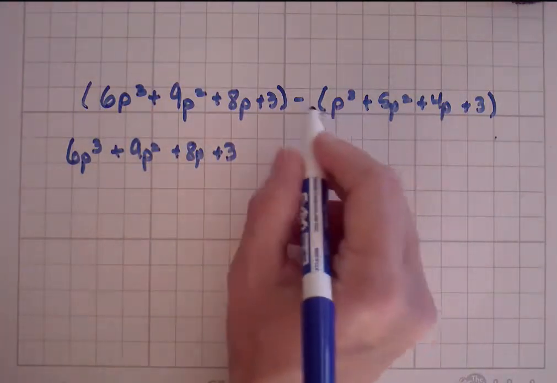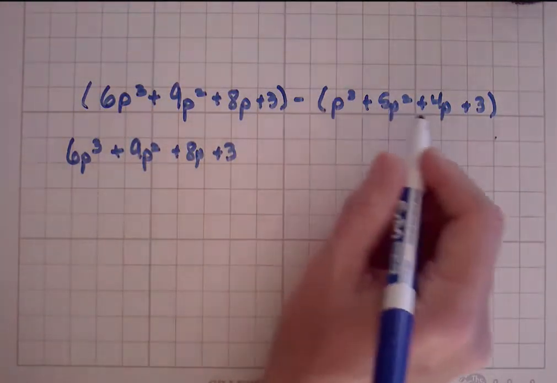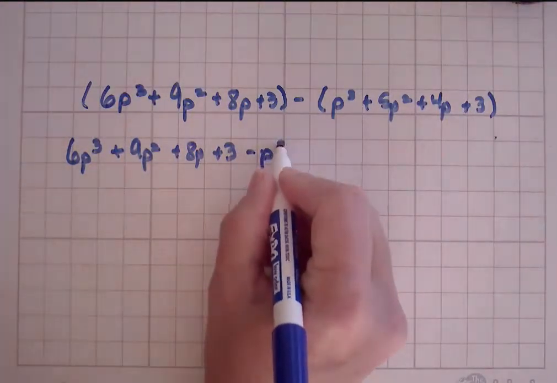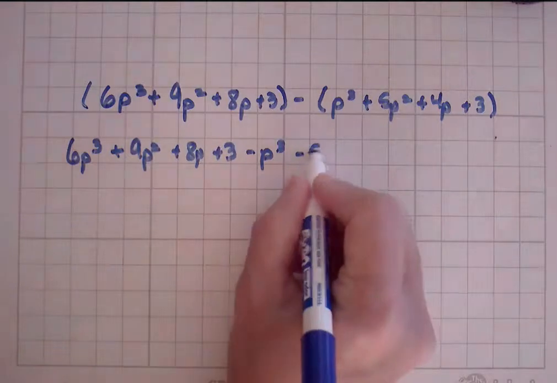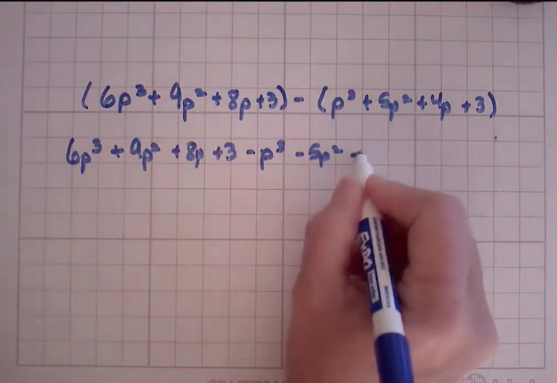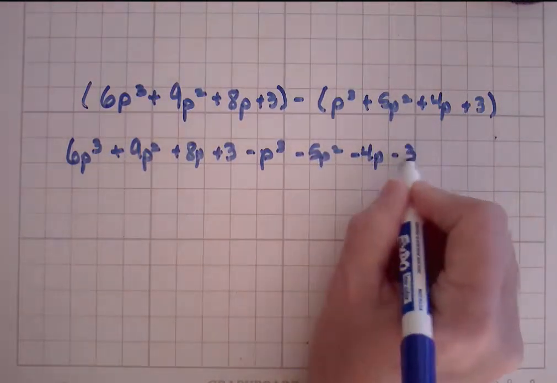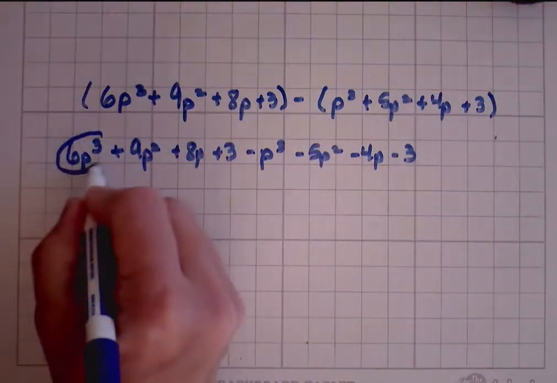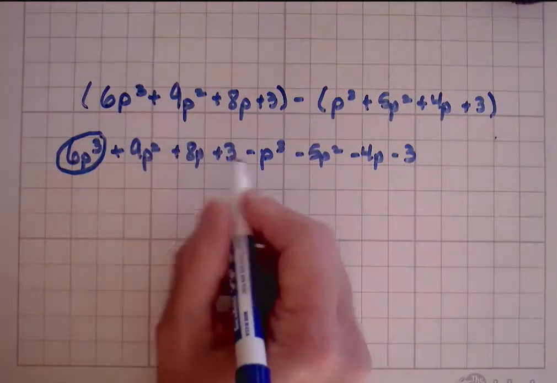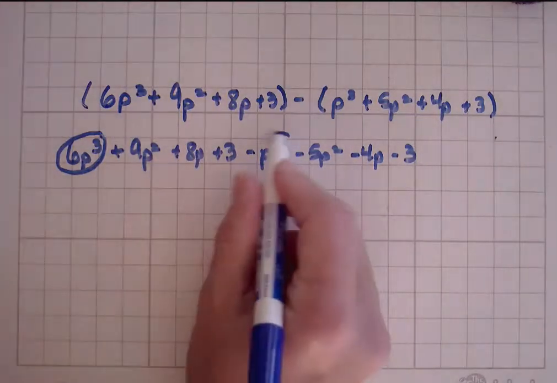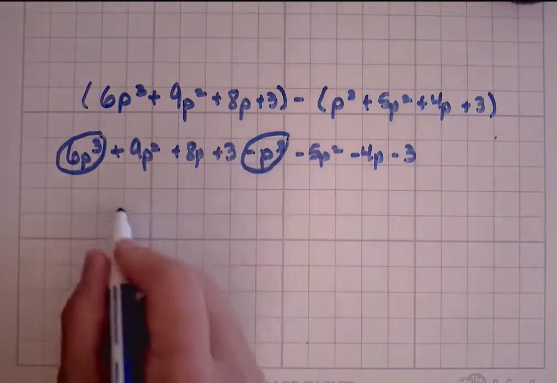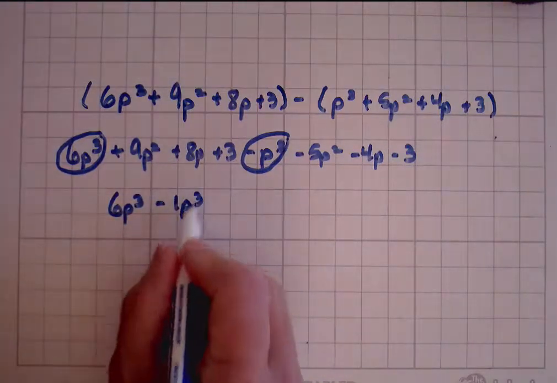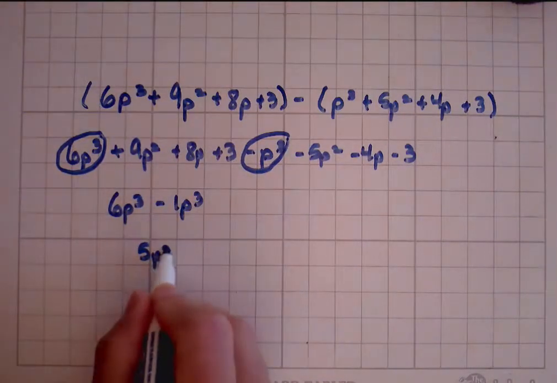This one has a negative 1 in front of it, which means this whole thing is multiplied by negative 1. So it becomes negative p cubed minus 5p squared minus 4p minus 3. And now we're going to put them together. 6p cubed, where's my other p cubed? Here it is, minus 1p cubed. So 6p cubed minus 1p cubed. I know that's 5p cubed.